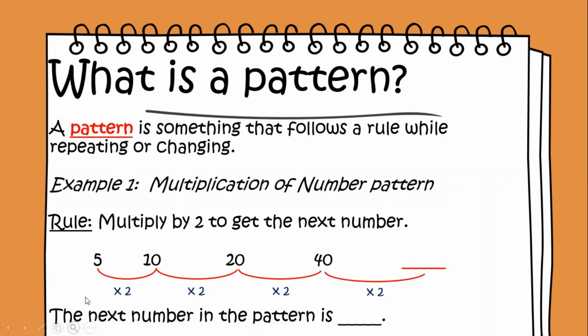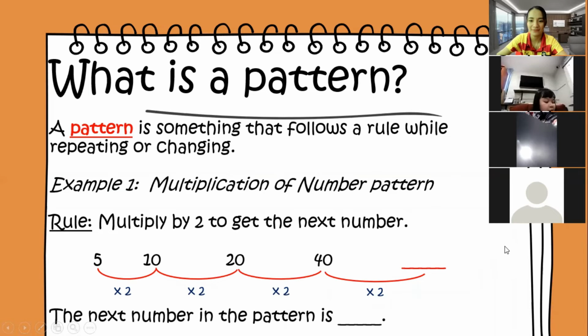Let's start by writing like this. 5 times 2 equals 10. 10 times 2 equals 20. 20 times 2 equals 40. And 40 times 2 equals 80. Very good. So the next number in the pattern is 80. So the pattern that we are following is multiplying by 2 to get the next number. Do you understand? Yes. Okay, let's move on to the next example.